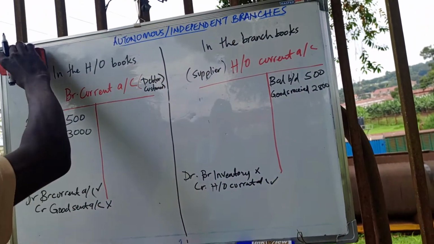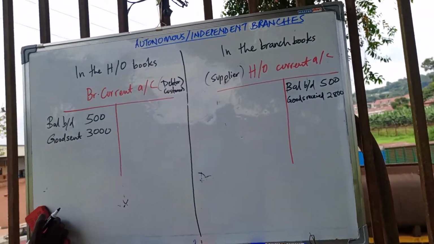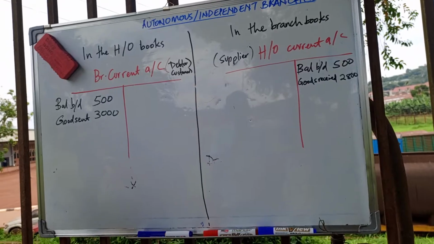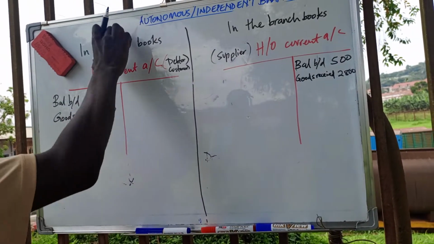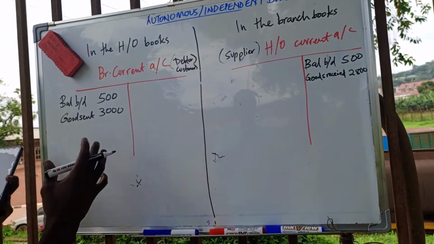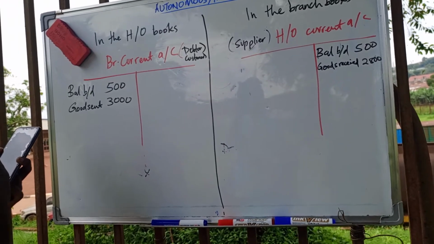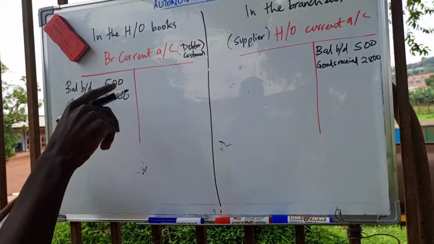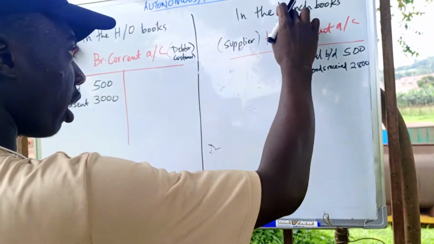Then I can look at other transactions. For instance, cash received from the branch. Who receives money from the branch? It must be the head office. So I look at the head office books. But before that, the first one was cash sent to the head office. It must be the branch sending money. So I must be operating in the branch books. When I send money as the branch, I'm supposed to be passing a double entry.